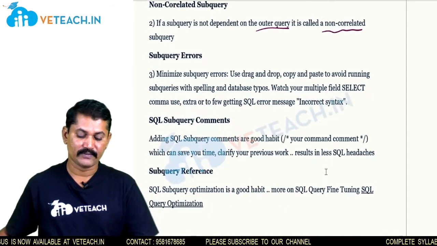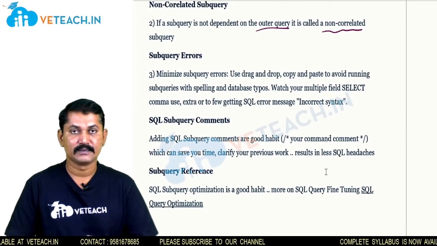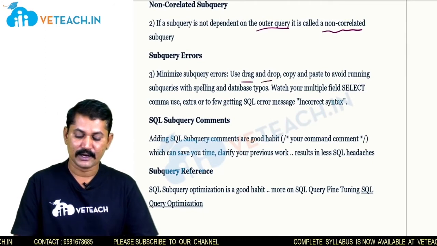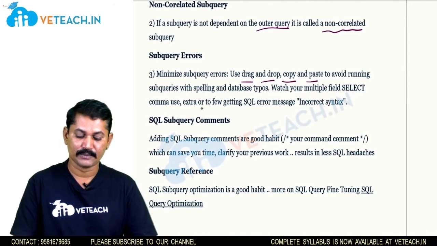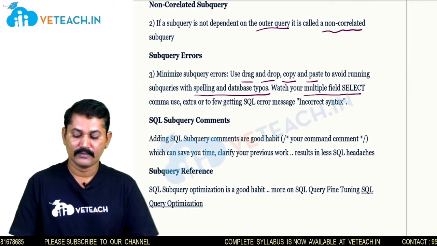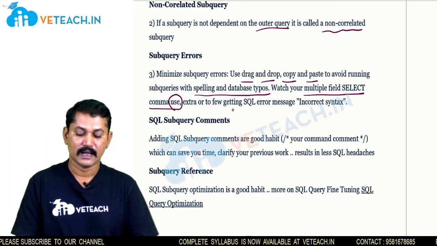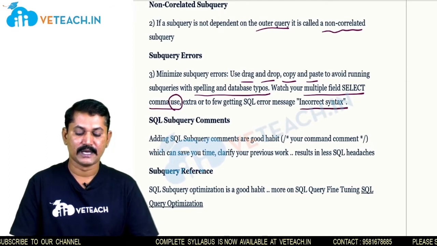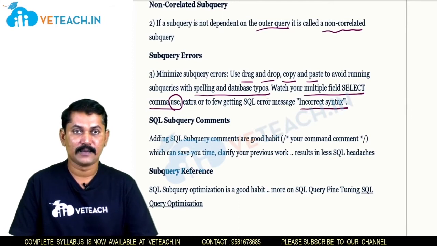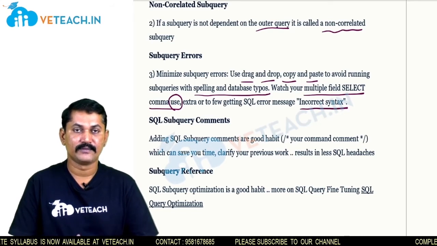What are the errors that we can find in the subqueries? We cannot eliminate the errors. That means subqueries might give some errors. Use drag and drop, copy paste to avoid running subqueries with spelling and database type errors. Watch your multiple field select. That means usage of commas and some other incorrect syntaxes may occur while writing the subqueries that should not follow the syntax type. Then we cannot overcome the errors of system syntax.